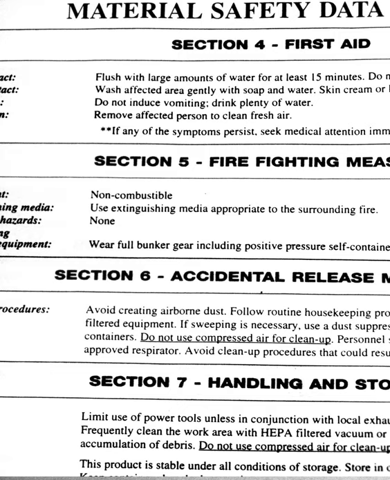Section 7, handling and storage. 7.1. Precautions for safe handling. 7.2. Conditions for safe storage, including any incompatibilities. 7.3. Specific end uses. Section 8, exposure controls, personal protection. 8.1. Control parameters. 8.2, exposure controls. Section 9, physical and chemical properties. 9.1. Information on basic physical and chemical properties. 9.2. Other information.